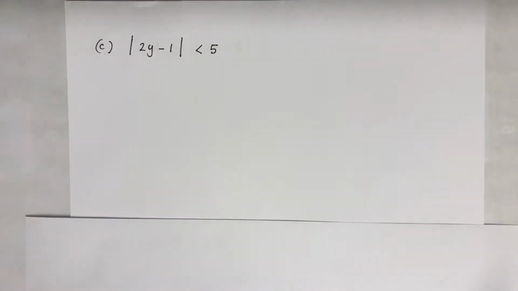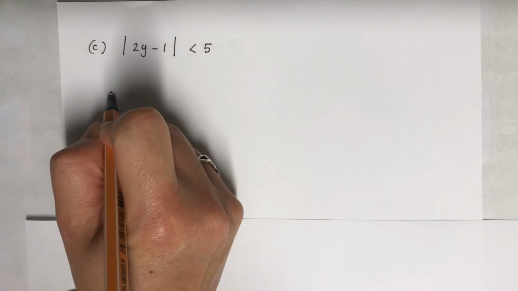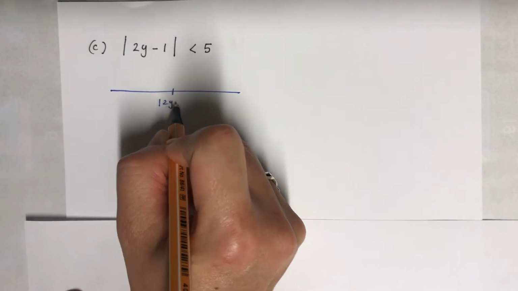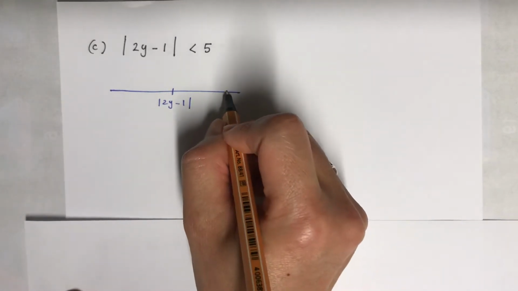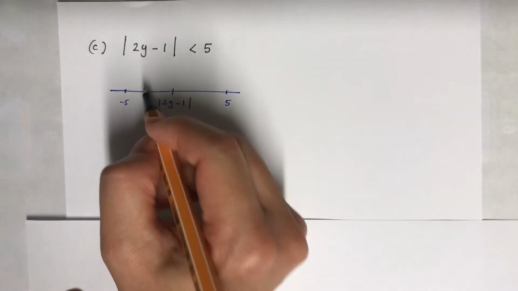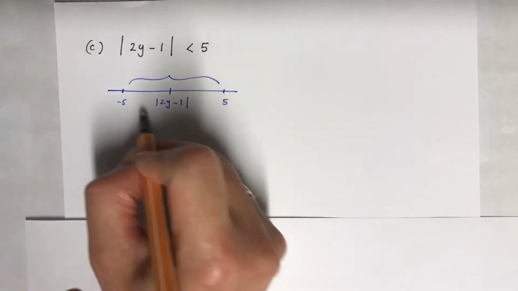All right, here we go. Part C says the absolute value of 2y minus 1 is less than 5. So if I sketch the distance, I'm going to put something like this: 2y minus 1, it's in there, with 5 and minus 5. And it's less than 5, so it's here.